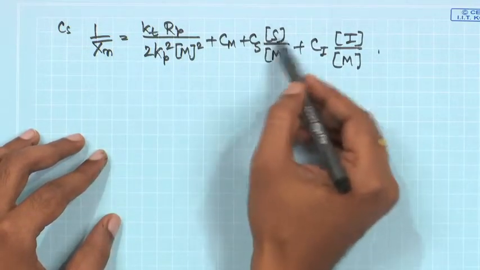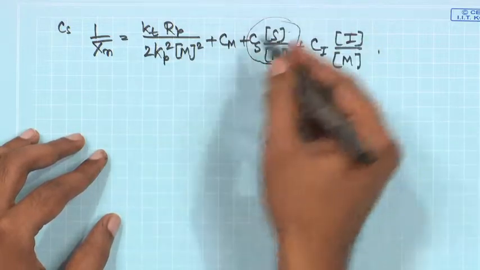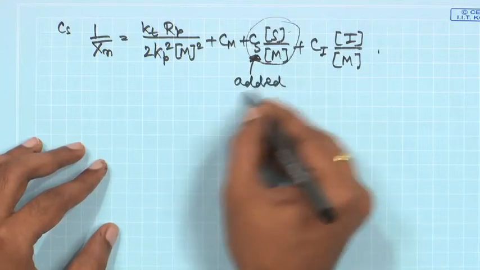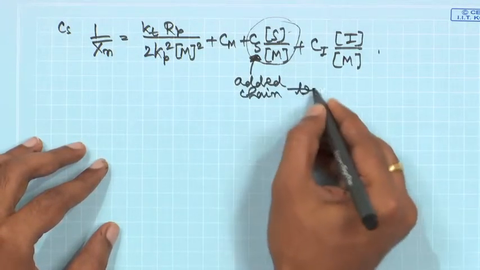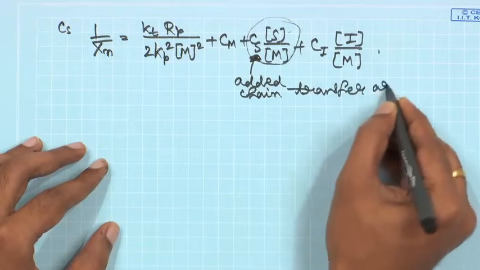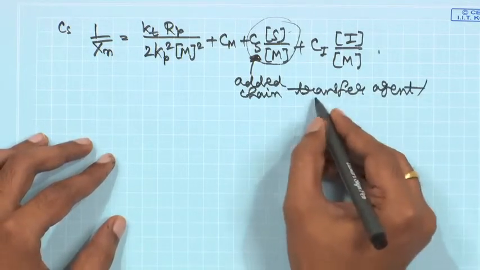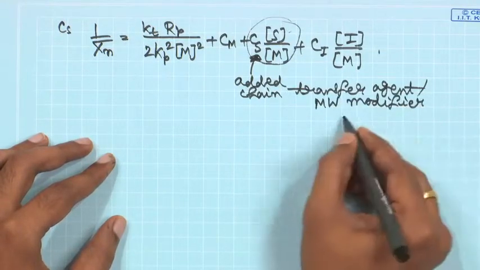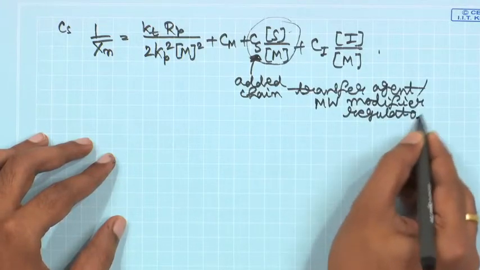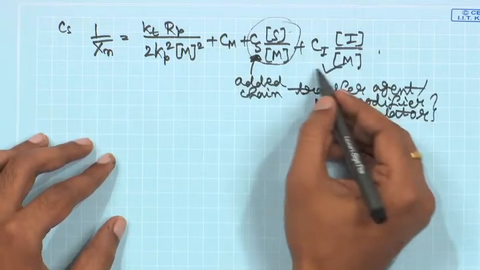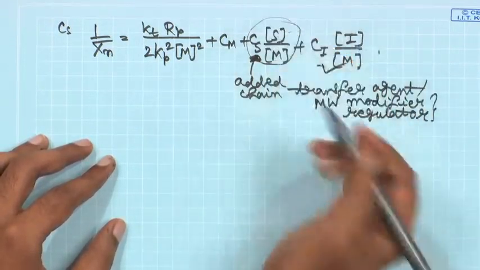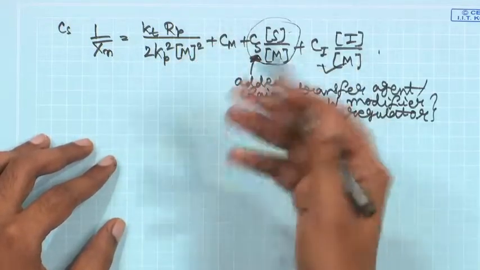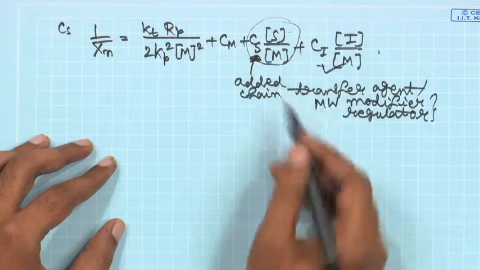Now, as I told you, the chain transfer could be occurring to a solvent or to an added chain transfer agent, which is also called a molecular weight modifier or a molecular weight regulator. All of these regulate molecular weight, even the initiator regulates molecular weight, but here you are adding something from the outside separately. As long as you understand the concept, these are just different terminologies, that does not change the overall principle.